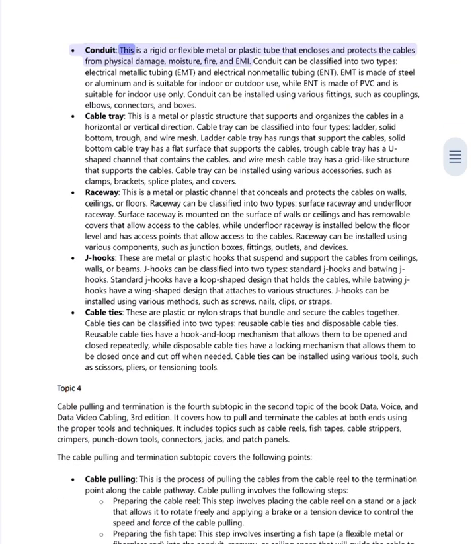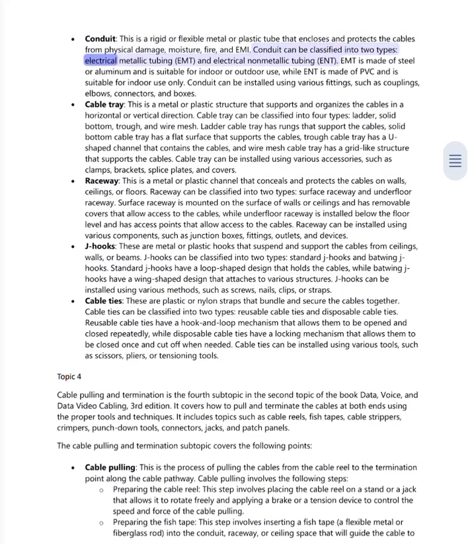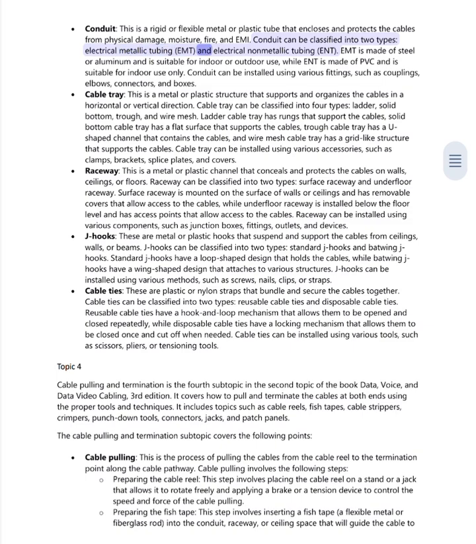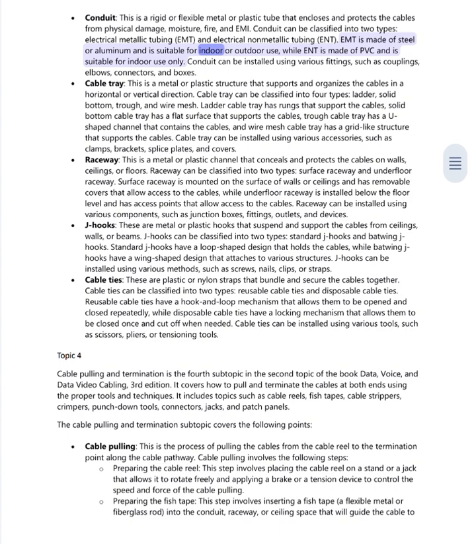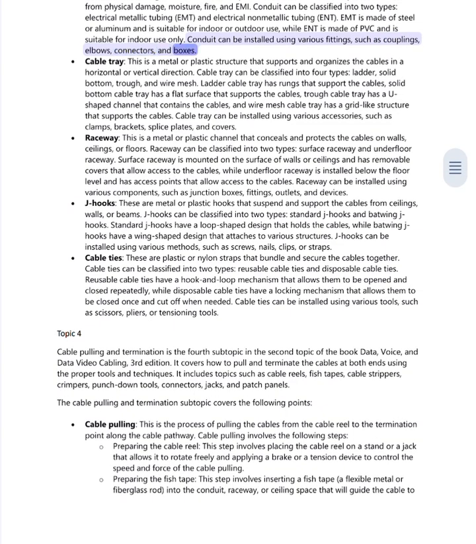Conduit. This is a rigid or flexible metal or plastic tube that encloses and protects the cables from physical damage, moisture, fire, and so on. Conduit can be classified into two types, electrical metallic tubing, EMT, and electrical non-metallic tubing, ENT. EMT is made of steel or aluminum and is suitable for indoor or outdoor use, while ENT is made of PVC and is suitable for indoor use only. Conduit can be installed using various fittings, such as couplings, elbows, connectors, and boxes.